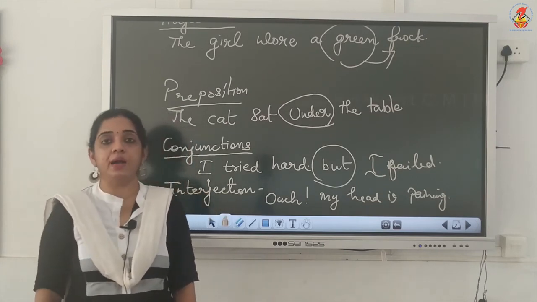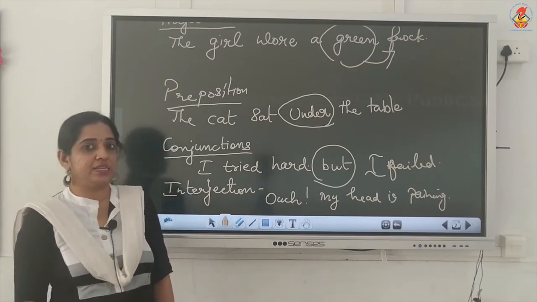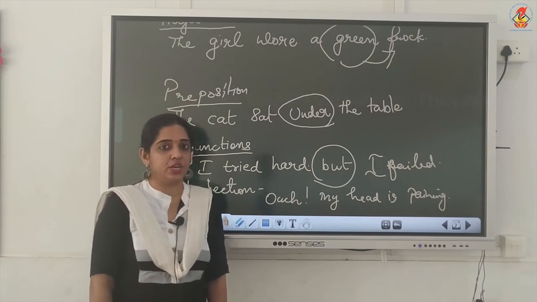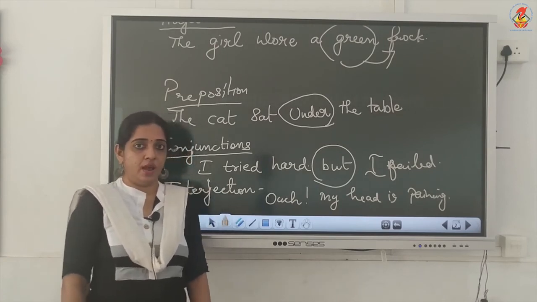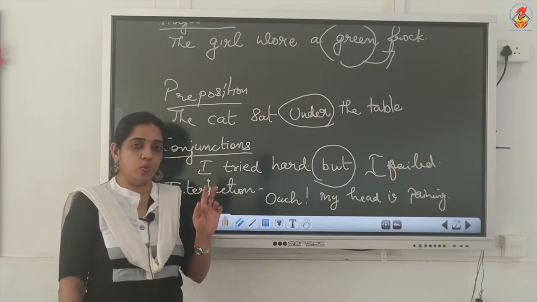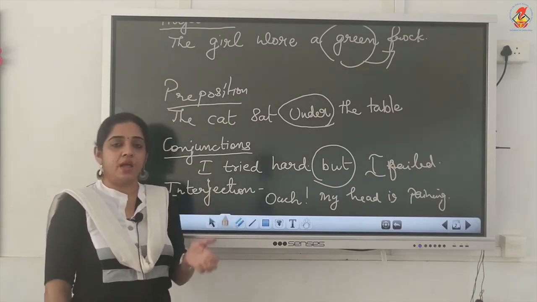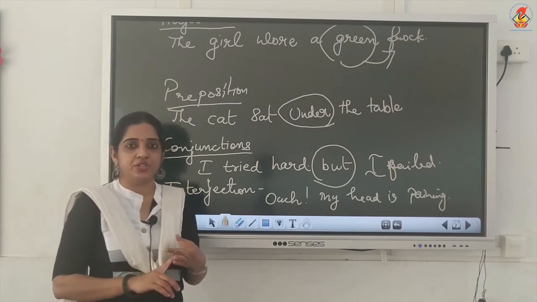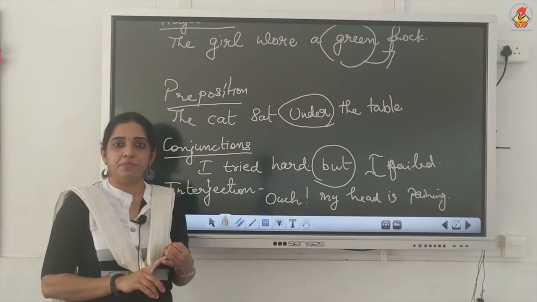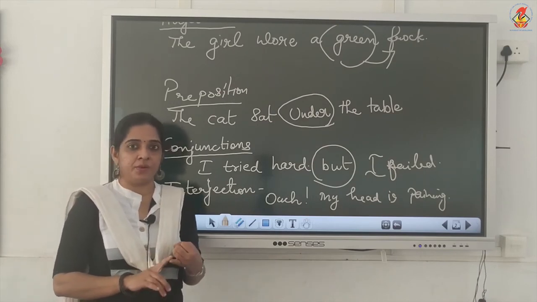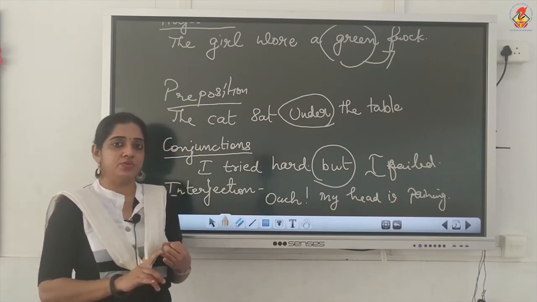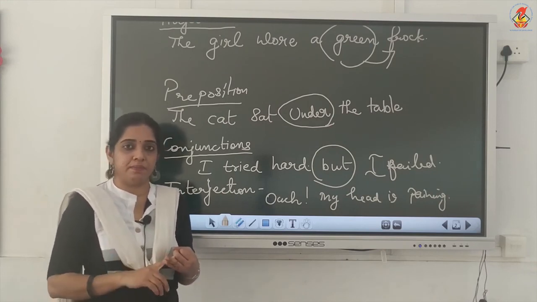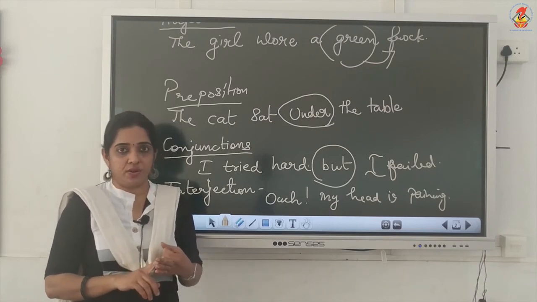Okay, so before winding up, let us discuss what we studied in this lesson. There are 8 parts of speech in the English language. Which are they? Noun, pronoun, verb, adverb, adjective, preposition, conjunction, interjection. Noun is the name of a person, a place, or a thing. Pronoun is a word which is used in the place of a noun. He, she, it are examples. Verb is an action word.